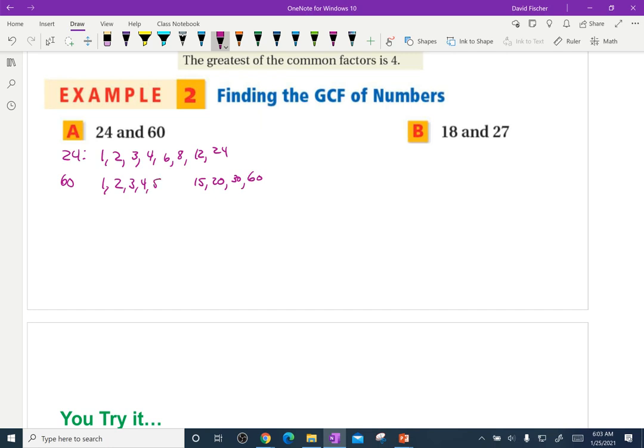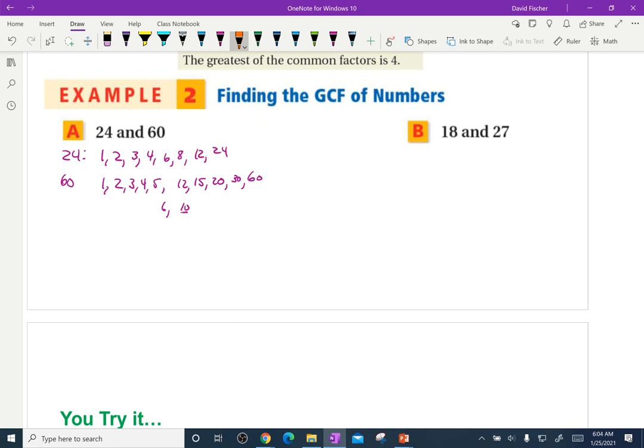5 will go into 60, and sometimes we'll have to do a little multiplication thing. 5 times 12, if you don't know. Sometimes I'll get in the middle here and I'm running out of room because I know 6 will go into 60. 6 times 10. 7 won't go into 60. 8 won't go into 60. 9 won't go into 60, and I already have 10. So here's all my factors of 60. There's a ton of them.